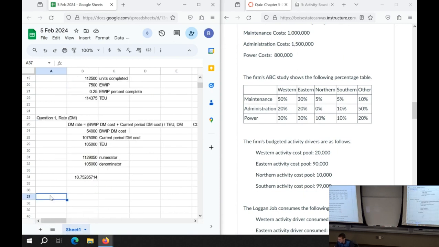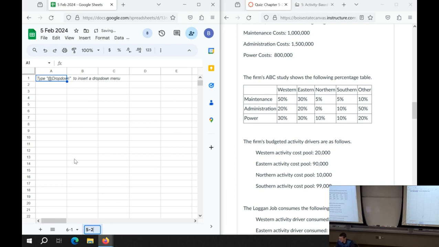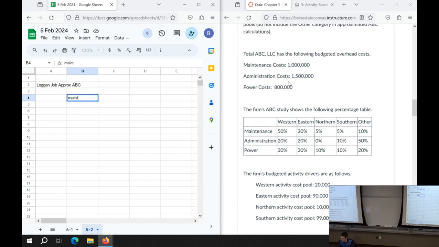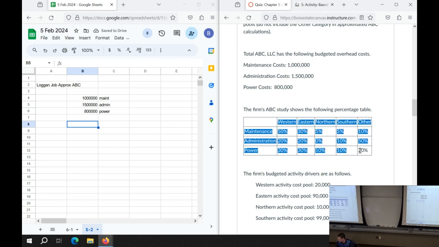We're going to do the first part, if it's normal ABC. We have maintenance, so I'm going to put that over here, 1 million. We have admin costs of 1.5 million. We have power costs of 800,000. And I'm going to copy over the table.